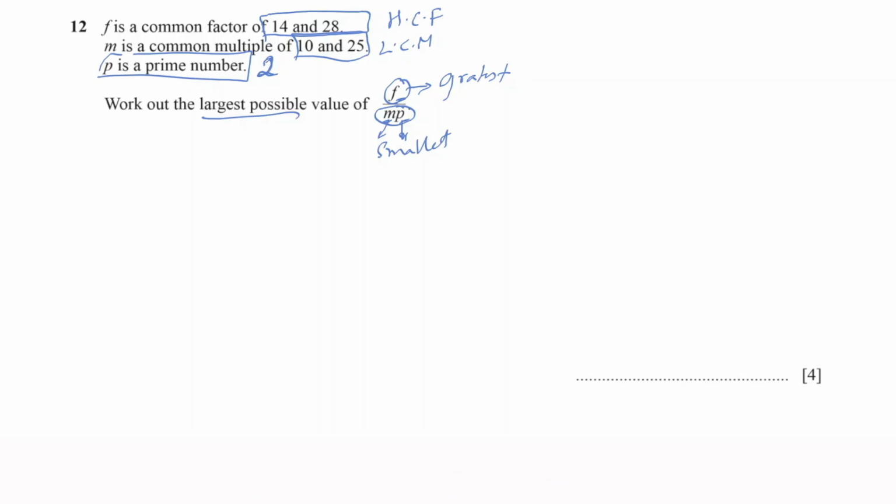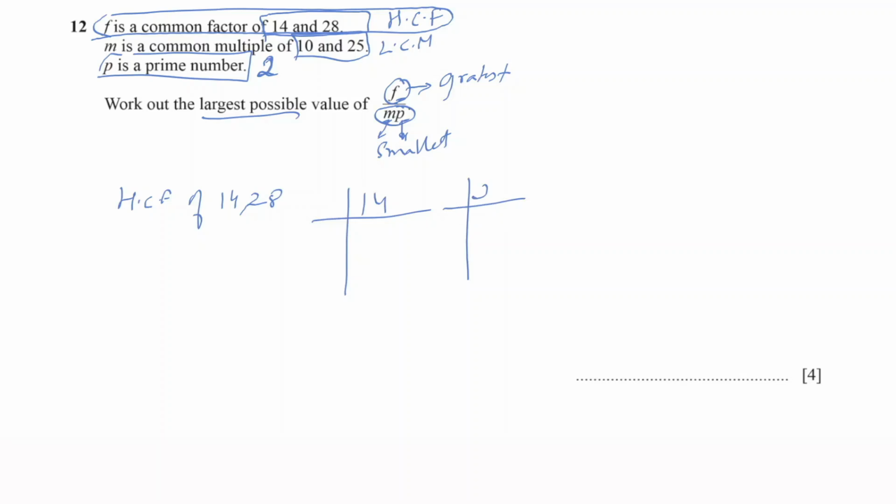Okay, now let's first find out what can be the value of F, the highest common factor. So the HCF of 14 and 28: how do we find it? There are many ways, but I do it this way. You can also do it any way. Like finding the HCF, we just individually divide it. So 7 times 2 is 14 and 7 times 1 is 7, and for 28 we'll have 14 times 2 and 2 times 7.